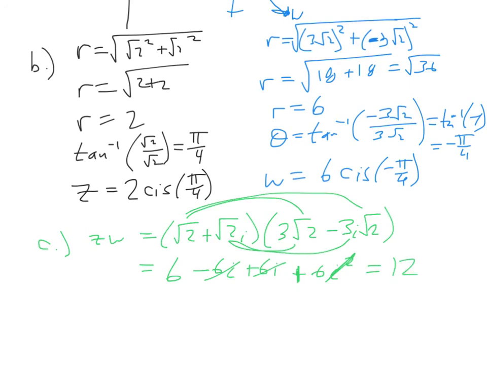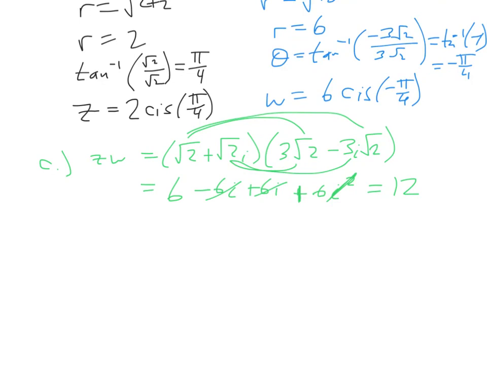Now it asks me to graph that in an Argand diagram, and this may seem silly, but it's going to be valuable for what's coming next. The Argand diagram for 12 is just, hey, look at me, I'm 12. Right? Like, there it is.